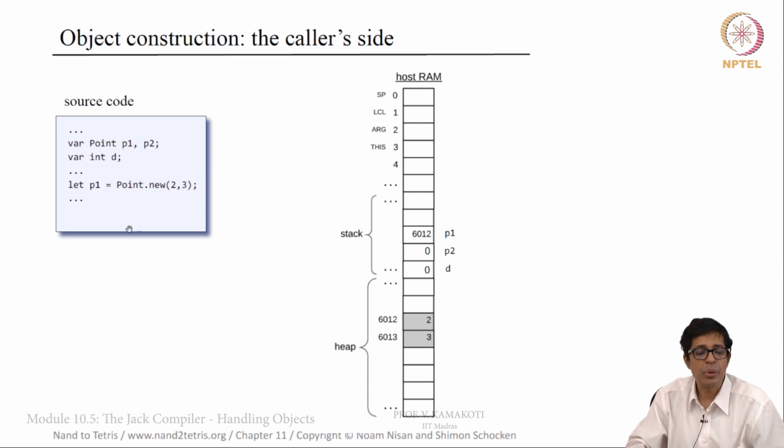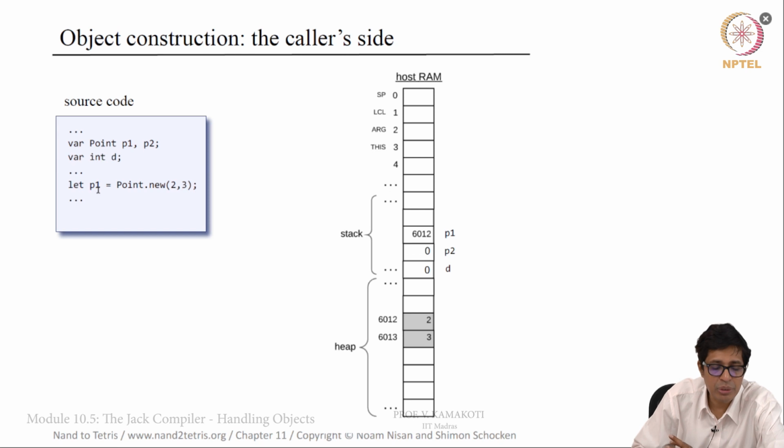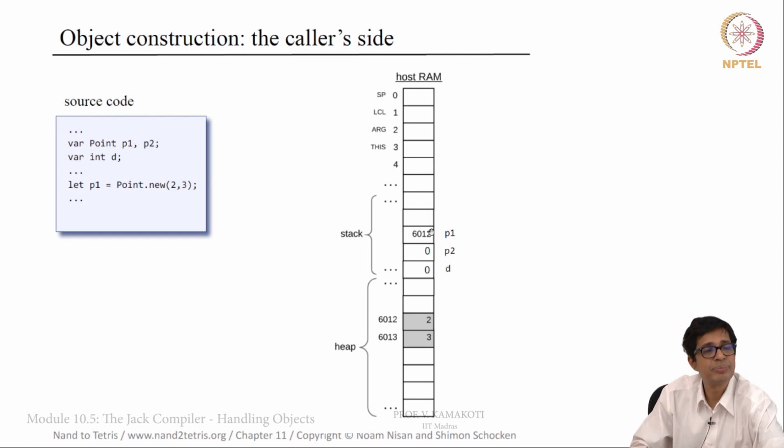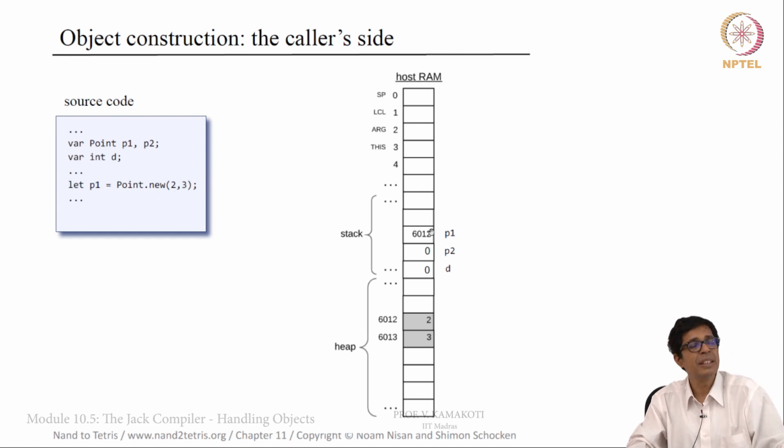So essentially what we need to do here is, the moment I say point.new 2, 3, 2 consecutive locations are allocated in the heap, in which we go and store 2 and 3, and the address of the first location is stored back in P1. So this is what we mean by constructing an object.